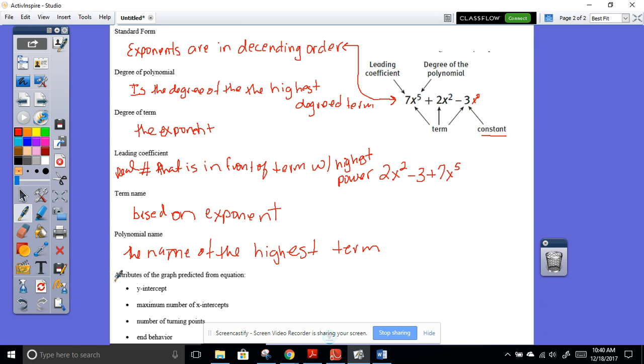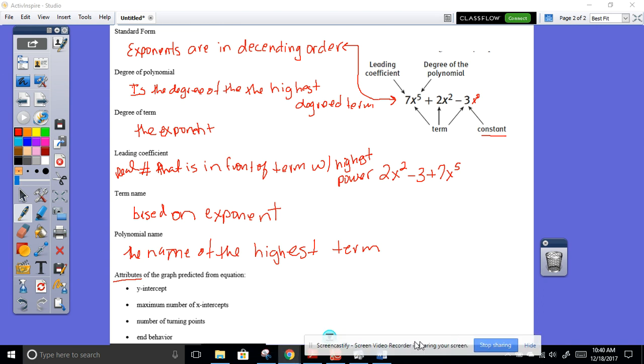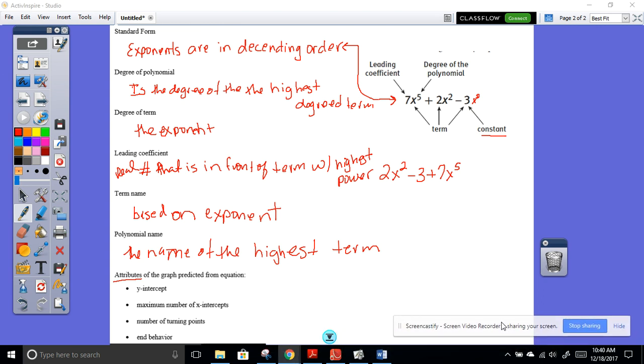But one of the things that we're supposed to be able to do is look at a polynomial. First of all, tell me all those things about it. First of all, is it a polynomial or not? What's the degree of the polynomial? What's the leading coefficient of the polynomial? How many terms does it have? And then several of the things that we are going to be needing to know about that polynomial is going to be based just by looking at it.